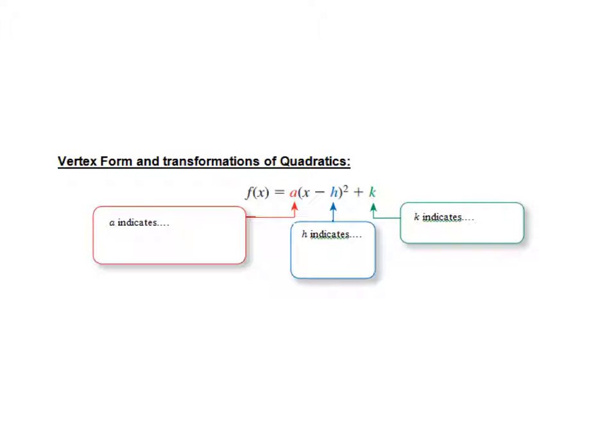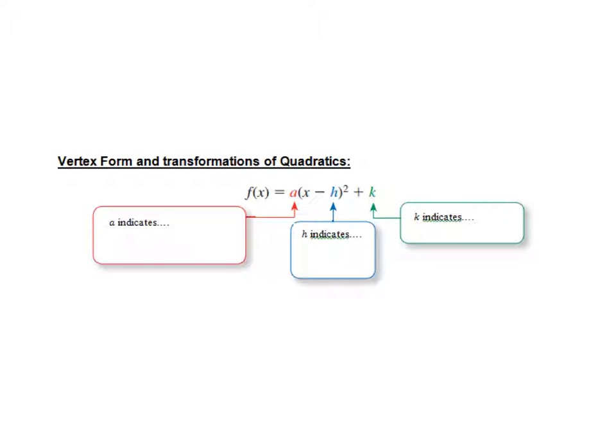In this lesson, we're going to go over transformations of quadratics. So the first thing we need to look at is our vertex form of our quadratic equation and what exactly changing certain components do to change the graph. So first, let's look at A, which is our letter that's in front, outside of our parentheses.